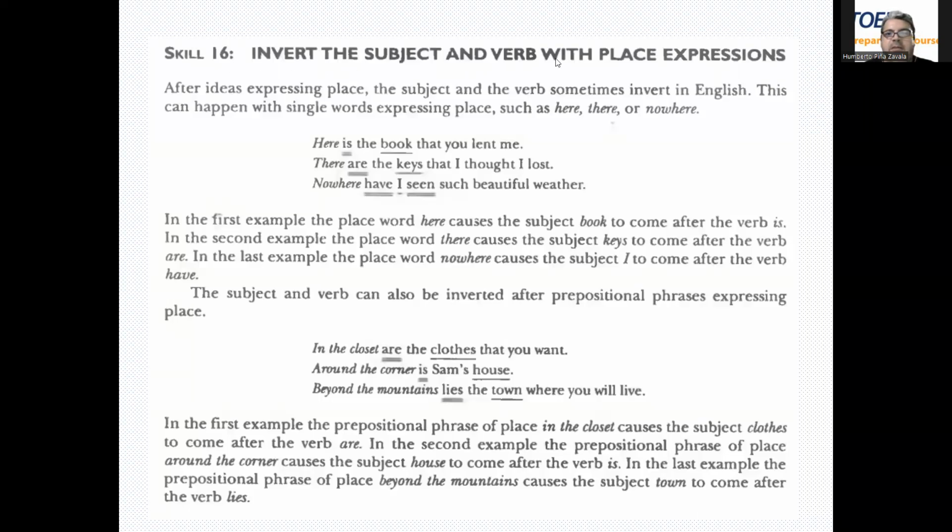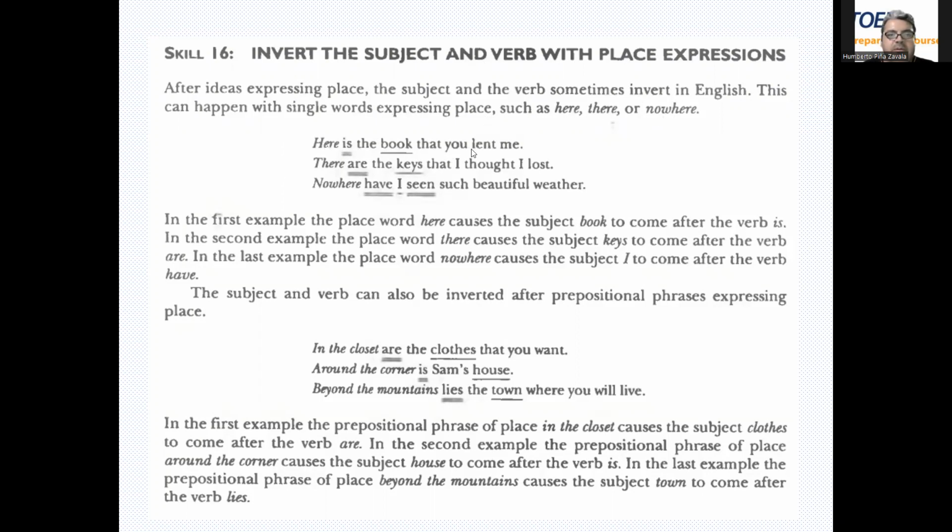So thank you. We're working with the structure and written expression. Okay, in the inversion of the subject and the verb, we go to Skill number 16: invert the subject and the verb with place expressions. After ideas expressed in place, the subject and the verb sometimes invert in English. This can happen with single words expressed in place, such as here, there, or nowhere.